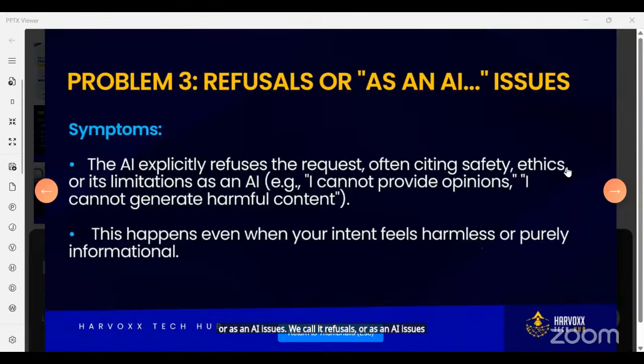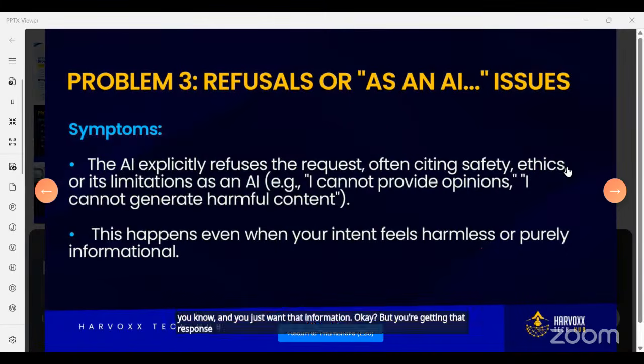This happens normally when your intent feels harmless or purely informational. Your intention could be that you're feeling very harmless, and you just want information, but you're getting that response. So many things could cause that. It could be that the prompt inadvertently triggered a safety filter.